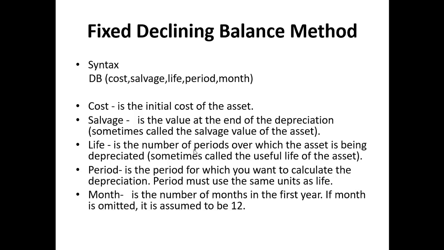Why is it there? Because I told you that with this particular depreciation method, the depreciation would vary from year to year. From the initial periods, you would experience higher depreciation, whereas you would experience a lower depreciation towards the end of the useful life of a particular asset. Therefore, the period is an important element in this declining balance method.